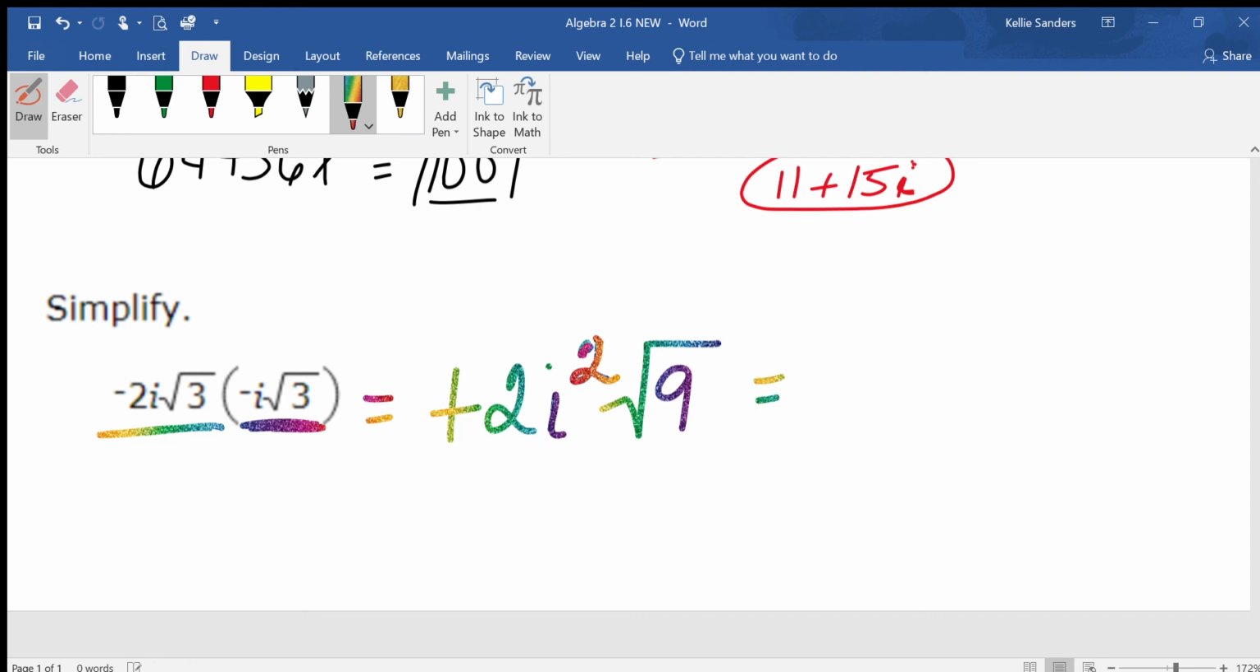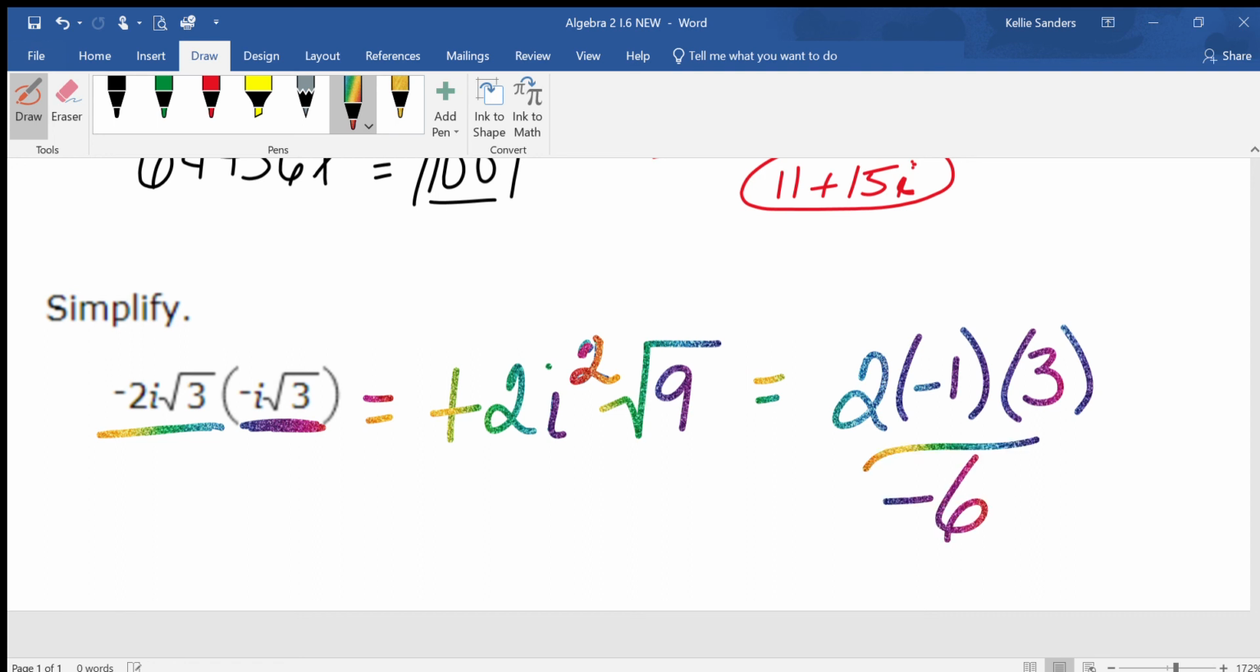Now we're just going to fix it up. I'm going to lose the positive because there's no reason why you should put a plus sign in front of anything that is positive. And then there's the 2. And I squared. I squared is negative 1. And the square root of 9 is 3. 2 times negative 1 times 3 is negative 6. I think that's it.